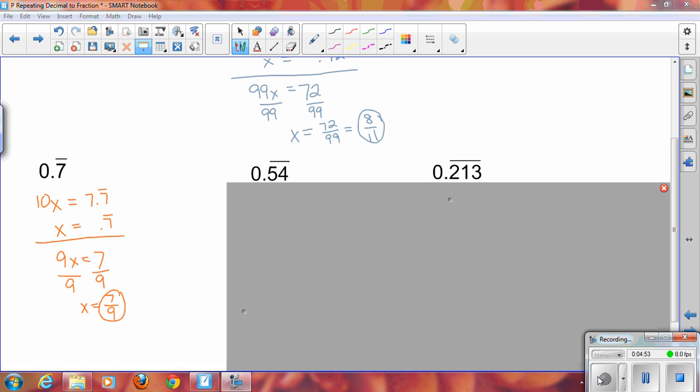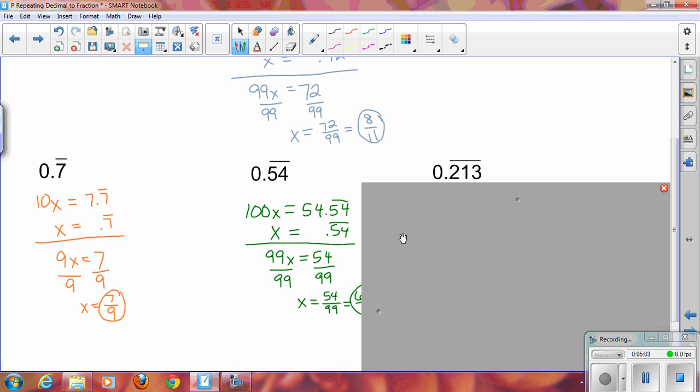Okay, let's see how you did. We have 0.54 repeating. There are two decimals that repeat, so we multiplied by 100. 100x equals 54.54 repeating. X equals 0.54 repeating. 100x minus x is 99x. When you subtract this, you wind up with 54. Divide both by 99, you get 54 over 99. Both of those are divisible by 9, and you get 6 over 11.